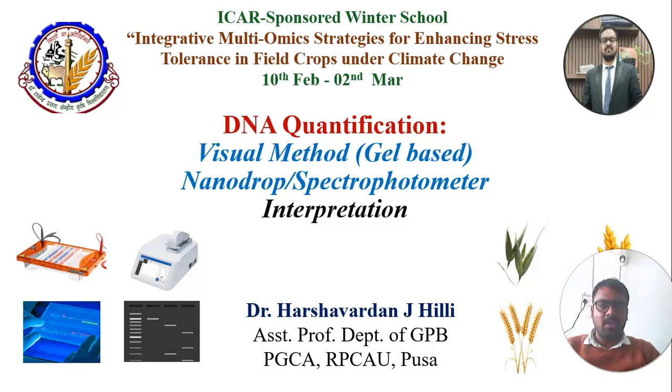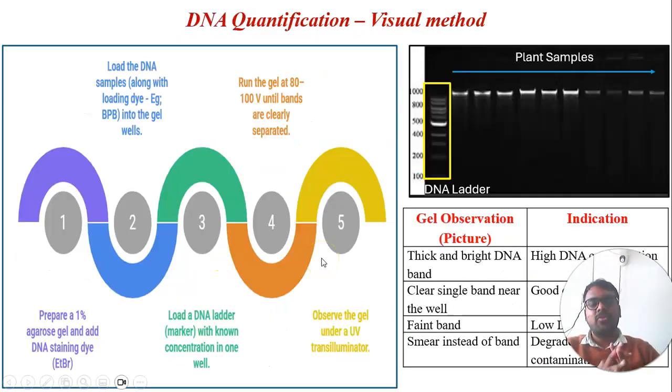So we have two types of quantification methods. One is based on the visual method and another one is based on the NanoDrop. So by the visual method we are going to just prepare the agarose gel and then run the sample on the agarose gel, and we are going to check the quality of the DNA based on the intensity of the bands.